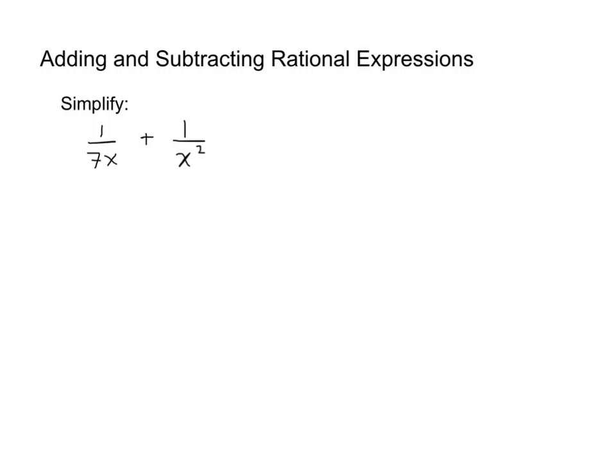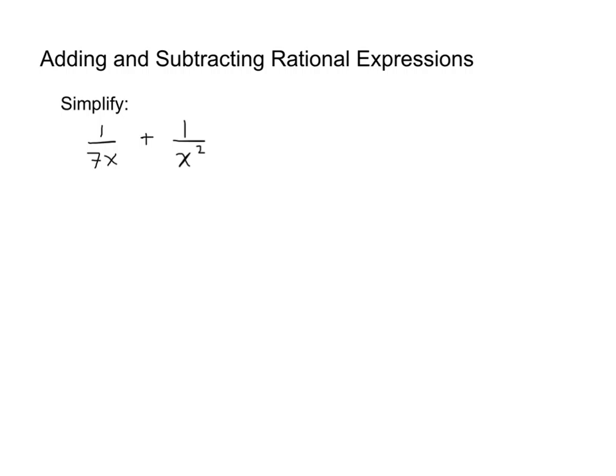Adding and subtracting rational expressions is a lot like adding and subtracting fractions. The same rules apply. So to add or subtract fractions, you need to get a common denominator. Same thing applies here. If we're going to add 1 over 7x plus 1 over x squared, we need a common denominator. And so we've been talking about using the prime factorization to find a common denominator.